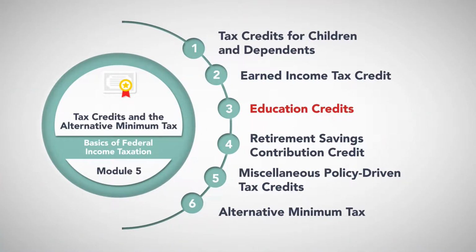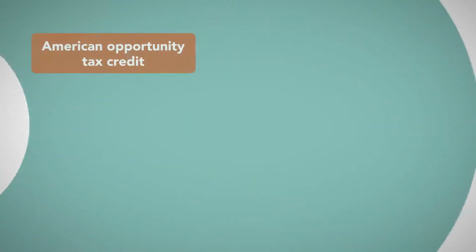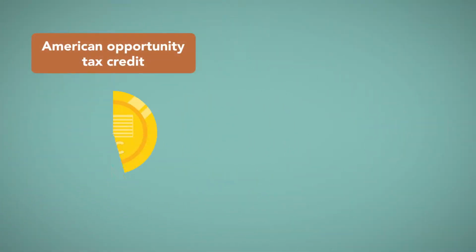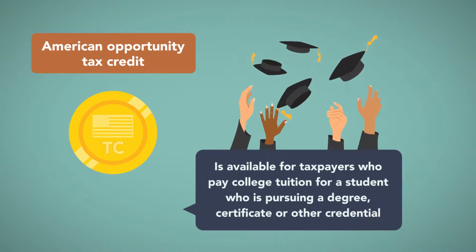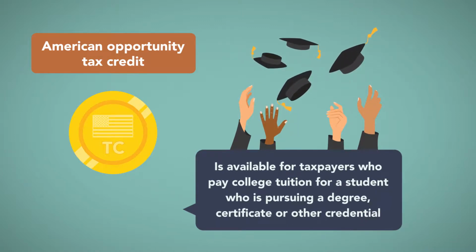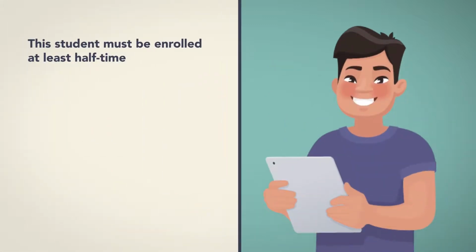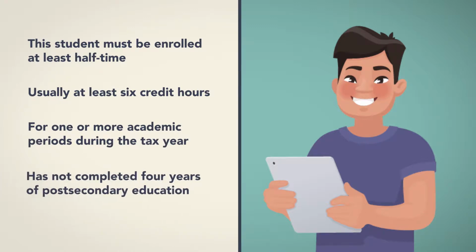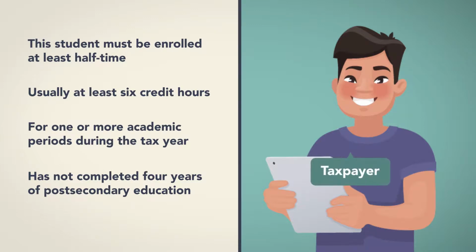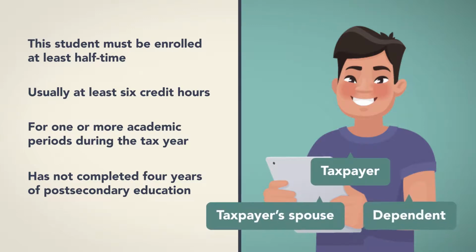Education credits. The American Opportunity Tax Credit is available for taxpayers who pay college tuition for a student who is pursuing a degree, certificate, or other credential. This student must be enrolled at least half-time, usually at least 6 credit hours, for one or more academic periods during the tax year, and has not completed 4 years of post-secondary education. The qualified student must be the taxpayer or the taxpayer's spouse or dependent.